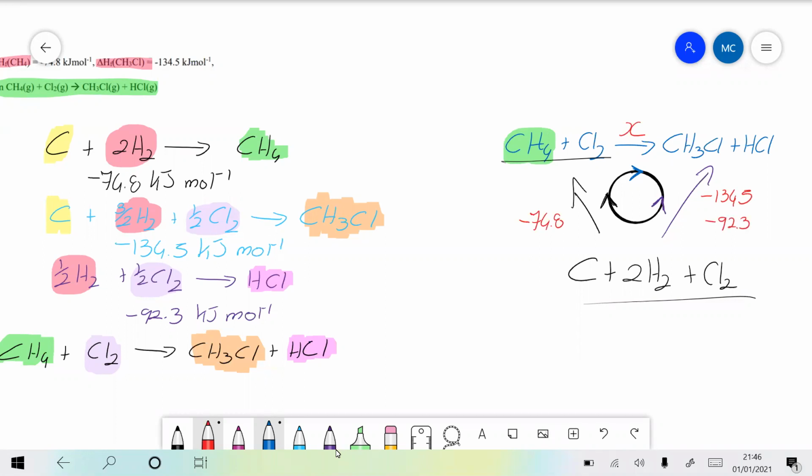Because these two reactions are on the same route, on the same pathway, we can add them together. And here we will have x minus 74.8 is equal to minus 134.5 minus 92.3, where x is equal to minus 152 kilojoules.